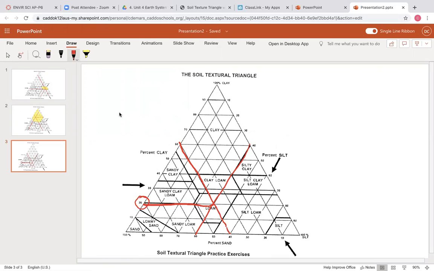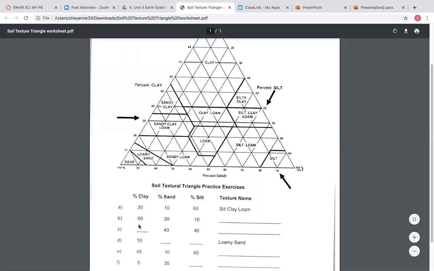So now where our three lines intersect, remember we're looking for our bold lines that separate the boxes, and we can tell that this soil sample is loam. So when we go back to the worksheet, we knew this was 20% clay, and we found out that the texture name was loam.